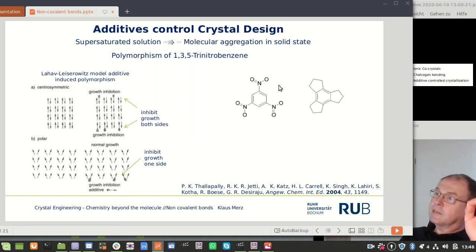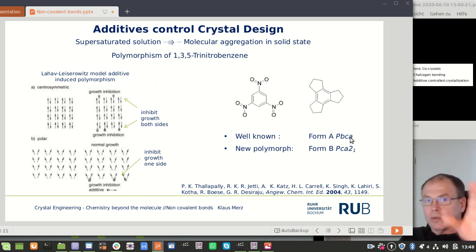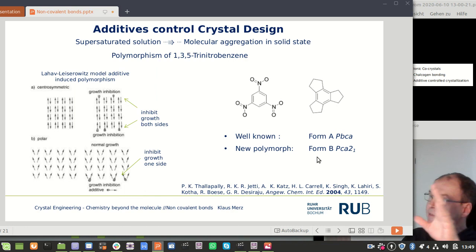They crystallize trinitrobenzene in the presence of this unit. And if you read the contribution, the aim was to get co-crystals. But what they got is a new form. They got a new form of PBCA. And if you look at the crystal structure, we very nicely see that exactly this model fits very well. If you look at the crystal structure, you can see that exactly one line, yes, one direction is inhibited.